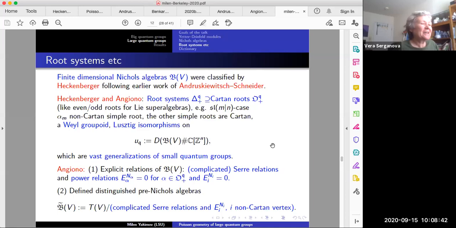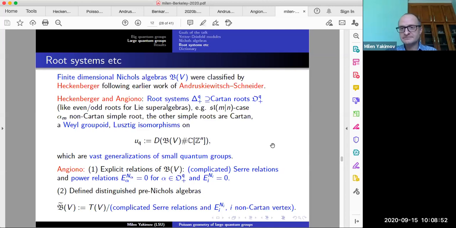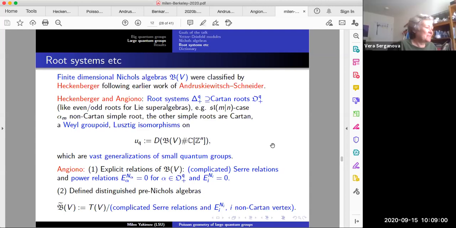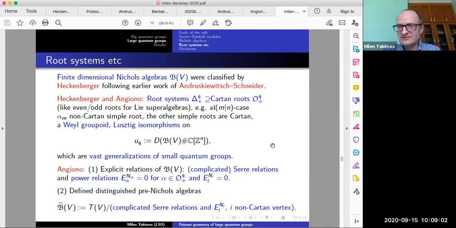Milen? Yeah? I just wanted to ask, there are some odd roots such that the square is not 0. Are they Cartan roots or not? They are going to be Cartan roots. I agree. They're also going to be Cartan roots. That's a very important point. I was trying to just oversimplify everything.